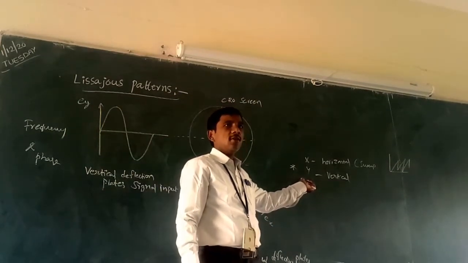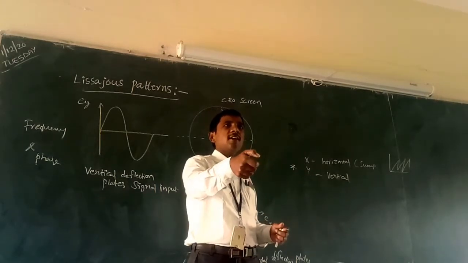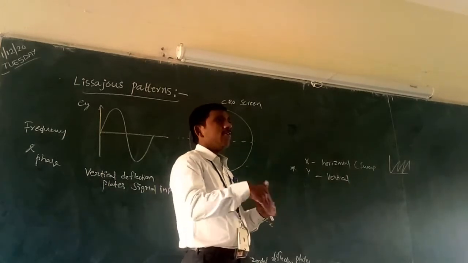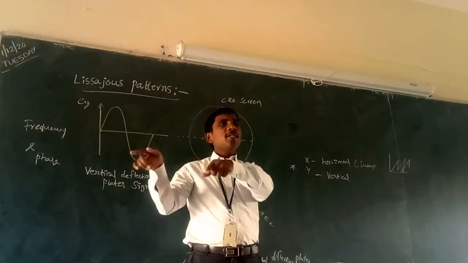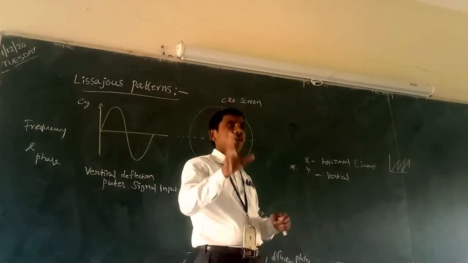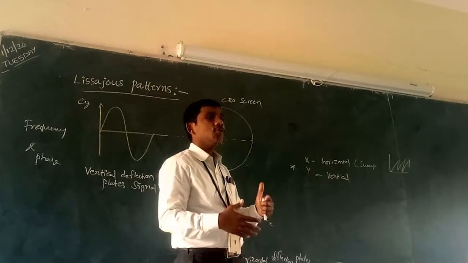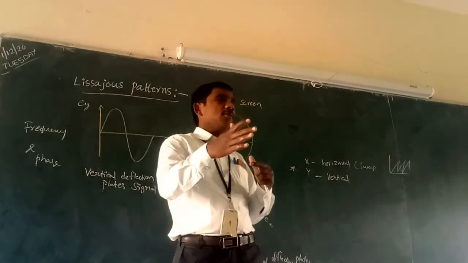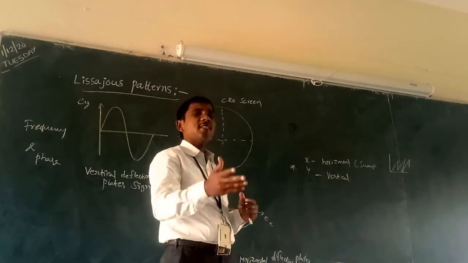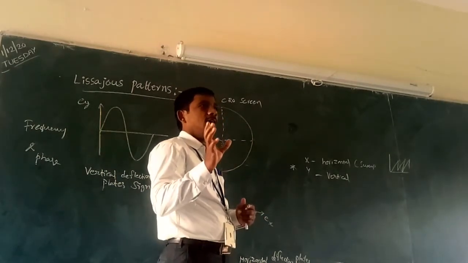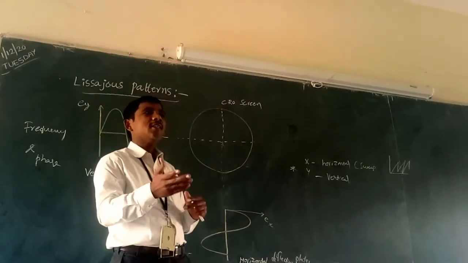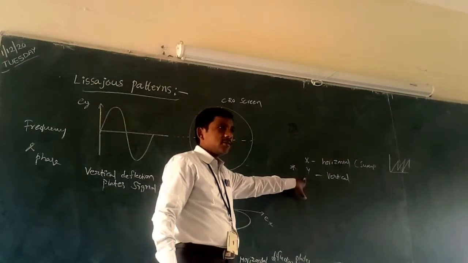The input signal, we simply connect the probe to the CRO, wherever we want to measure. But inside, what happened? Whatever signal we want to measure in the lab is directly connected to the vertical amplifier. According to the CRO adjustment, the vertical amplifier amplifies the signal. After that, the amplified signal is connected to the vertical deflection plates.